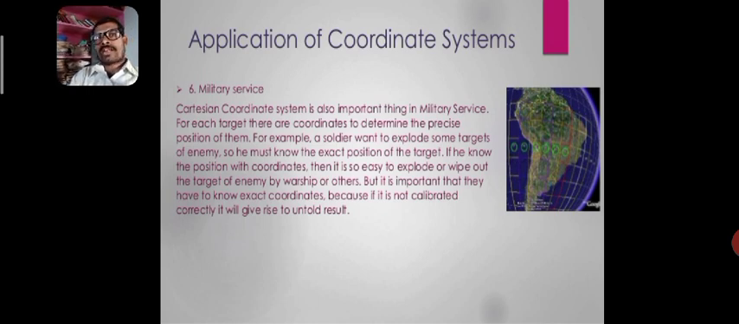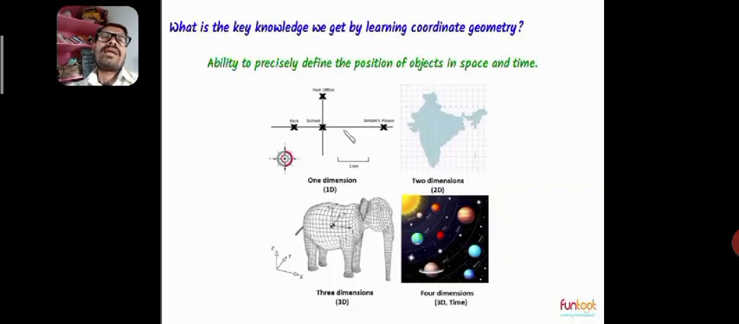The scientists cannot locate or find the launched satellite at the particular places, just because of this locating of the coordinates. This gives the ability to precisely define the position of an object in space and time.